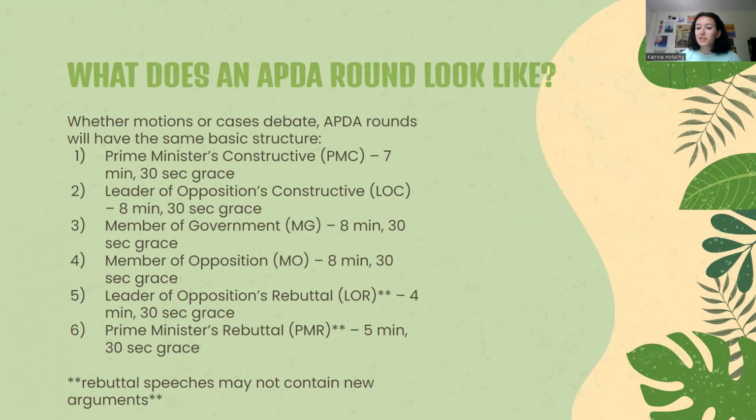And then we have the two rebuttal speeches of the round, which are the Leader of Opposition's rebuttal, the LOR, which is 4 minutes and 30 seconds grace, as well as the PMR, Prime Minister's rebuttal, which is 5 minutes, 30 seconds grace. Notably, every other speech can make new arguments except for rebuttal speeches, where new arguments are not allowed, and other teams will frequently call them out.